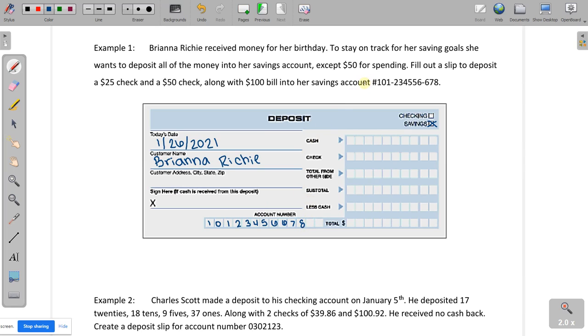Now, it says she has a $25 check and a $50 check. So, right here, there you see the larger space. That's going to be your decimal point. Your cents go on the right, and then your dollars on the left. So we have a $25 check. So 2, 5. And then don't forget the zeros. And then a $50 check. So we're going to put it right below. And she put in a $100 bill.